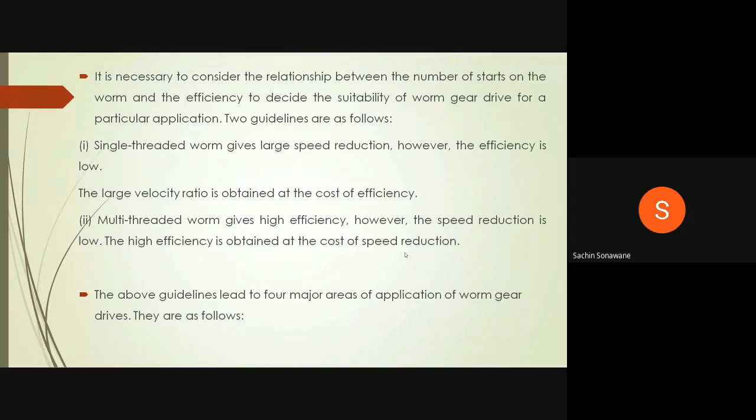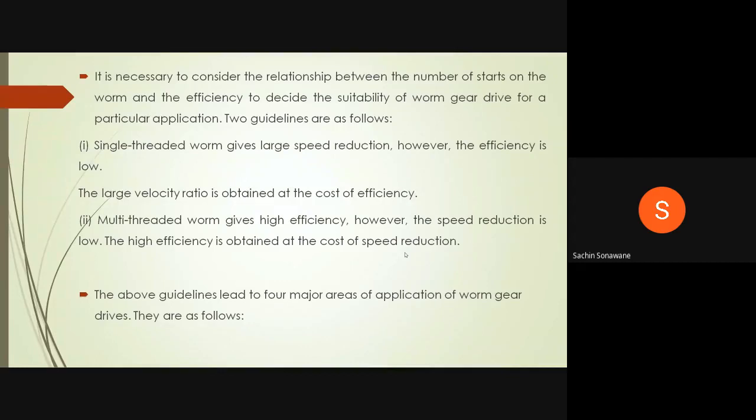It is necessary to consider the relationship between the number of starts on the worm and the efficiency to decide the suitability of a worm gear drive for a particular application. Two guidelines are as follows. First, a single-threaded worm gives large speed reduction. However, the efficiency is low. The large velocity ratio is obtained at the cost of efficiency. Second, a multi-threaded worm gives high efficiency. However, the speed reduction is low. The high efficiency is obtained at the cost of speed reduction.